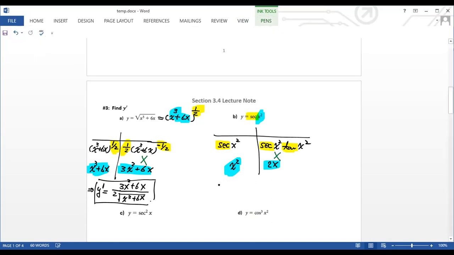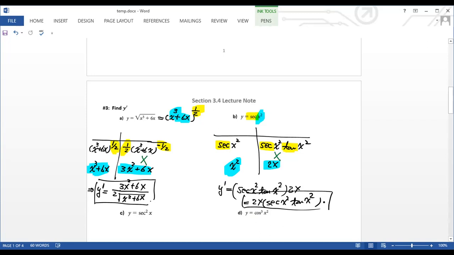So let's write down my final answer here. y prime will be what? It will be secant x squared, tangent x squared, the whole thing, times 2x. Or if you want to write it in a better way, this will be 2x secant x squared tangent x squared. All right, so that will be the final answer here.